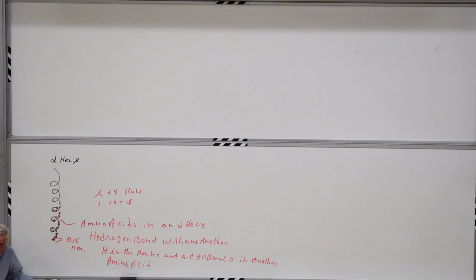Where I got tangled last time, and some people pointed it out to me after the lecture, is that I said that each one of these amino acids turns by a particular number of degrees. Each one of these amino acids turns by 100 degrees, so that it takes 3.6 amino acids to circle the alpha helix.